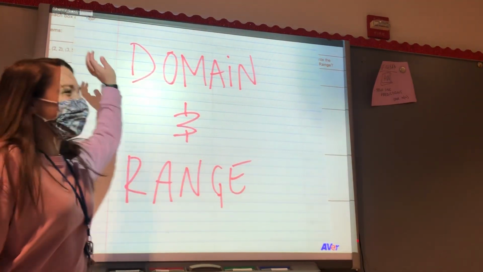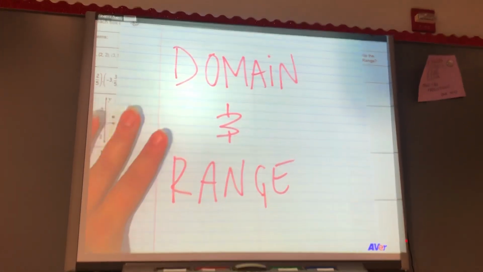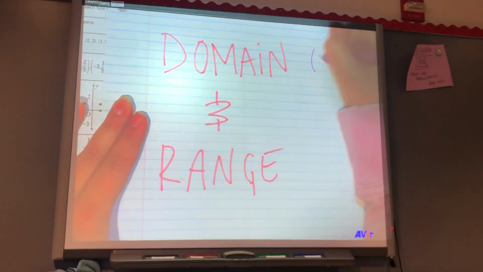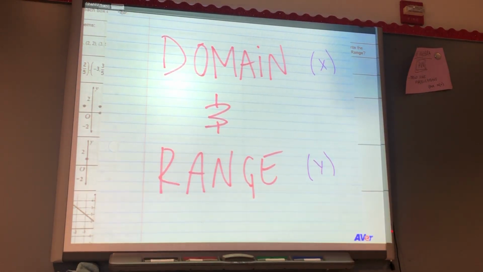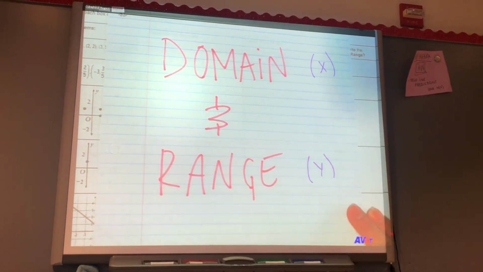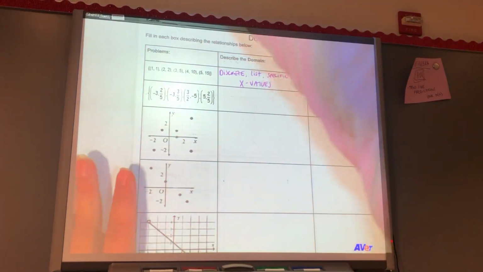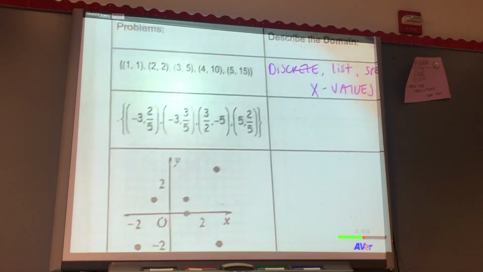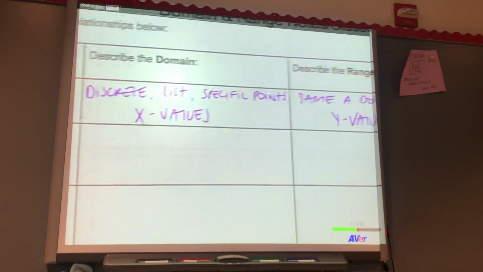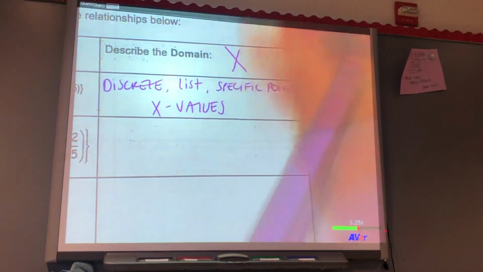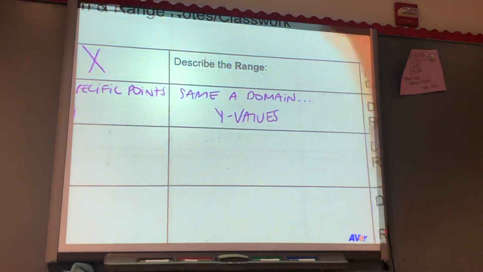Today we're learning about domain and range. So I need you to know that the easiest way to remember this is domain is always about x, range is always about y. That is pretty much the easiest definition that I can give you. Let's take some examples. For example, if you were given a list of coordinates, a discrete list with specific points, domain is always found using the x value. Range is always found using the y value.